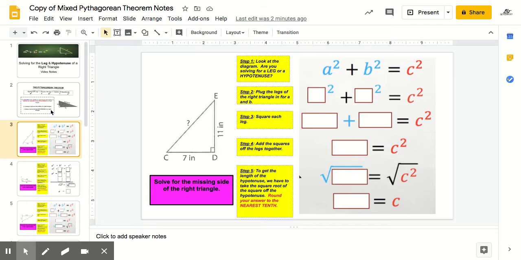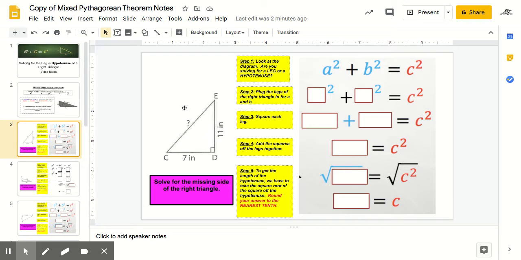You have to be able to identify which side is missing because that's going to tell you how to use the Pythagorean theorem. So, step one is to look at the diagram that I gave you. Again, you need to be able to identify, are you missing a leg or are you missing a hypotenuse? So we need to know that the hypotenuse is the longest side of the triangle. It is also the side that is opposite of the right angle. So if you draw an arrow from the right angle, whatever side it is pointing to is the hypotenuse.